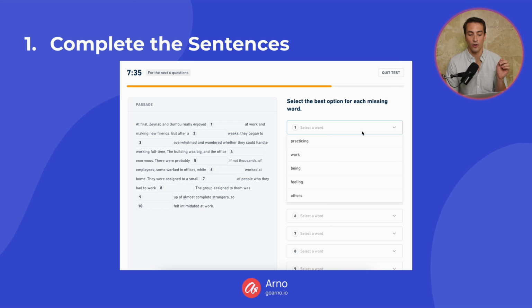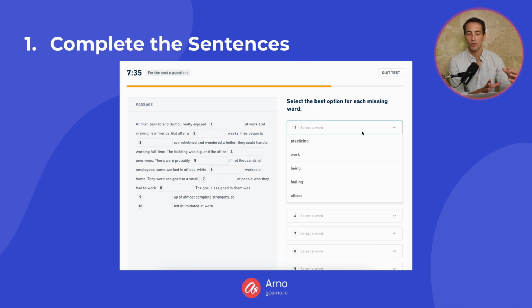At first, Zainab and Omu really enjoyed blank at work and making new friends. But after a blank weeks, they began to blank overwhelmed and wondered whether they could handle working full time. The building was big and the office blank enormous. There were probably blank, if not thousands of employees. Some worked in offices while blank worked at home. They were assigned to a small blank of people who they had to work blank. The group assigned to them was blank up of almost complete strangers, so blank felt intimidated at work.